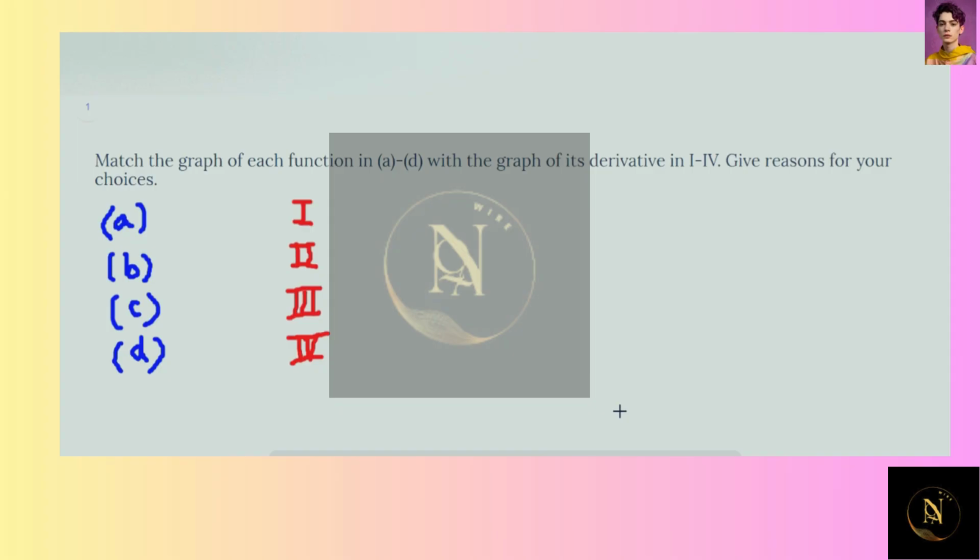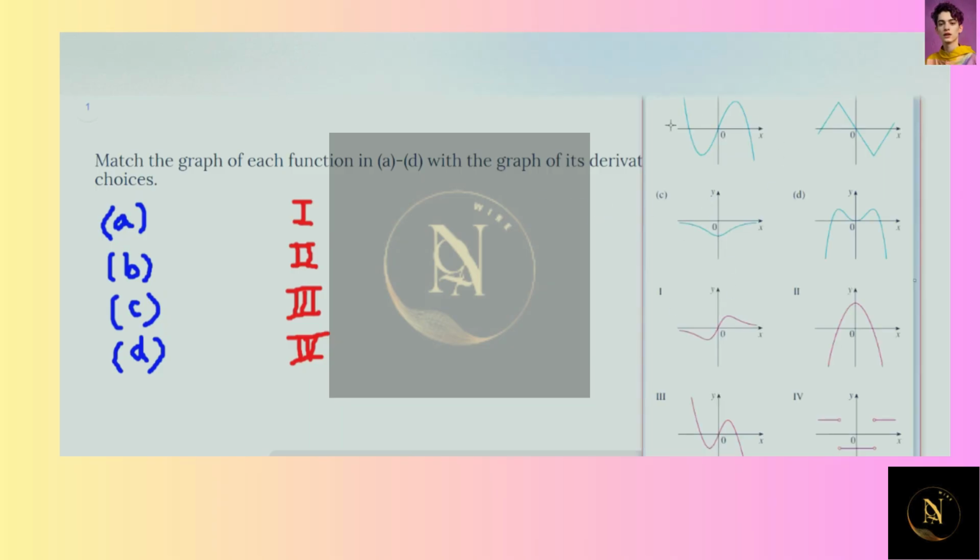Match the graph of each function a through d with the graph of its derivative in 1 through 4. Give reasons for your choices. So here are the graphs associated with this problem. We have graphs a, b, c, d, which are functions f, and graphs 1, 2, 3, and 4 here in red, which are graphs of the derivative of f. And we need to match each graph of f with its derivative f prime.